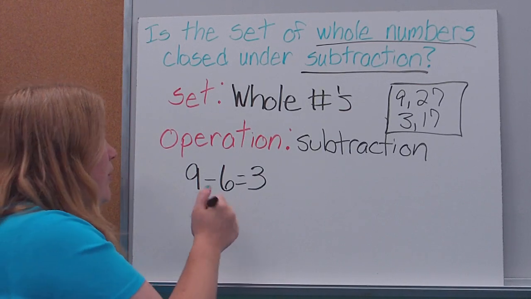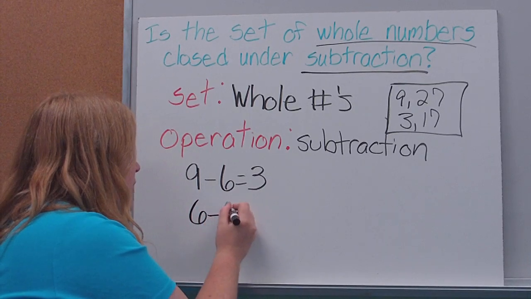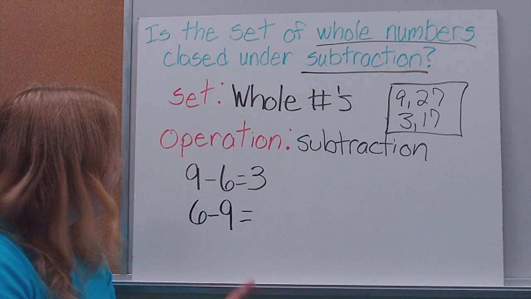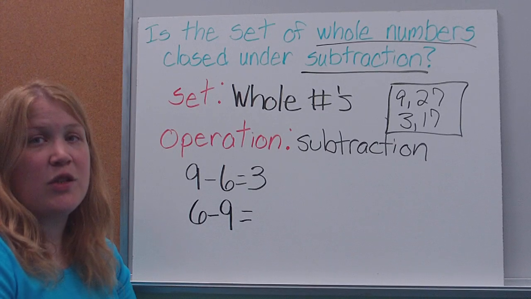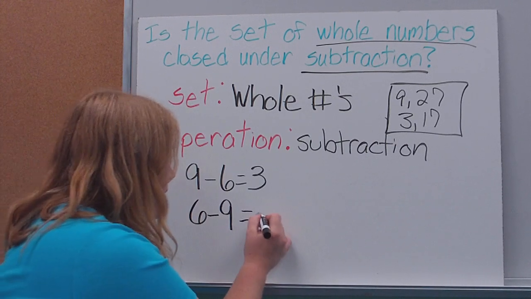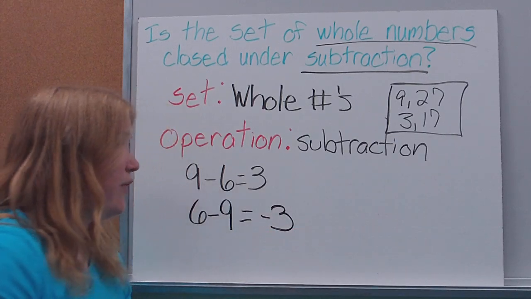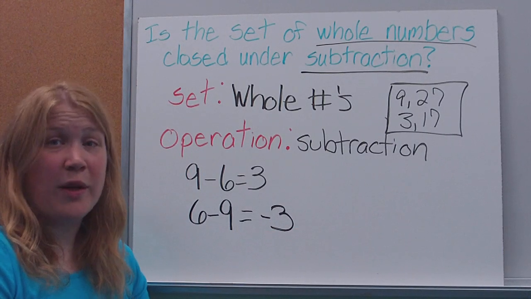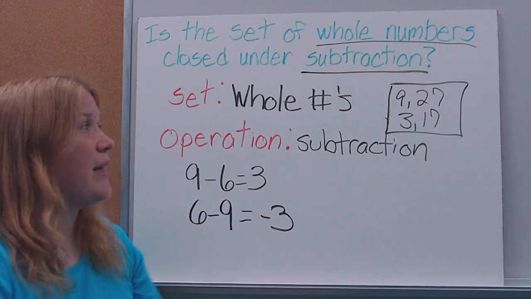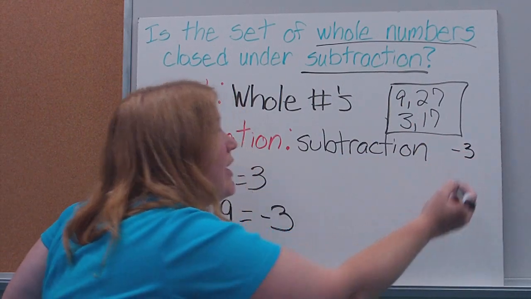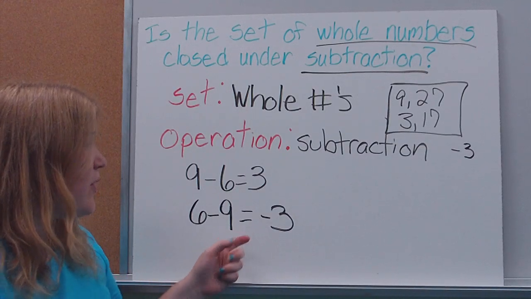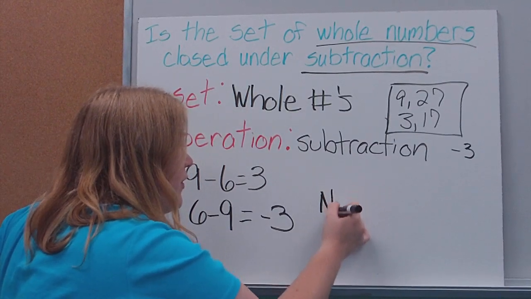So let's look at this the other way. What if I flip my numbers around? What if I try to take 9 away from 6? Well, 9 is bigger than 6, so I'm obviously not going to wind up with a positive number. When I subtract those, I wind up with negative 3. Negative 3 is not a whole number, it's an integer. So this does not fit in my box. Negative 3 is out here. It is not a whole number, it's an integer. So that means that this is not closed.